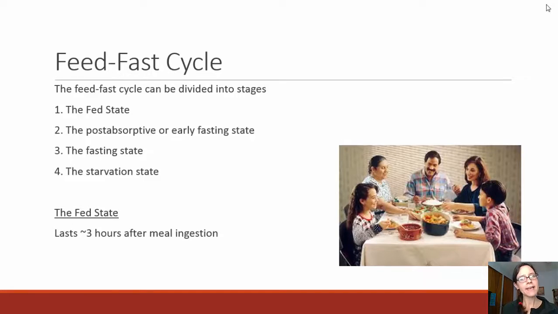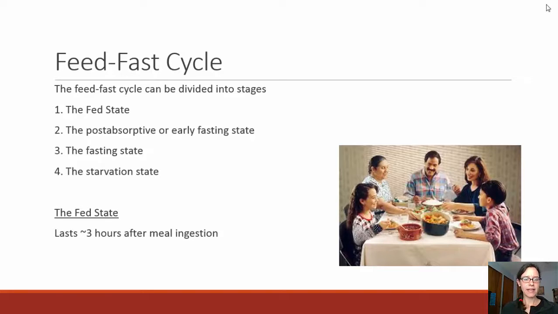Okay, so the feed-fast cycle can be divided into 4 stages. And again, we will touch on the other macronutrients in these stages later in the course. So first we have the fed state, I just ate; the post-absorptive to early fasting state, which goes until about 12 hours past a meal, so think like overnight; the fasting state, okay, now we're overnight and maybe getting to be a little bit longer; and then the starvation state when you've gone without food for days.